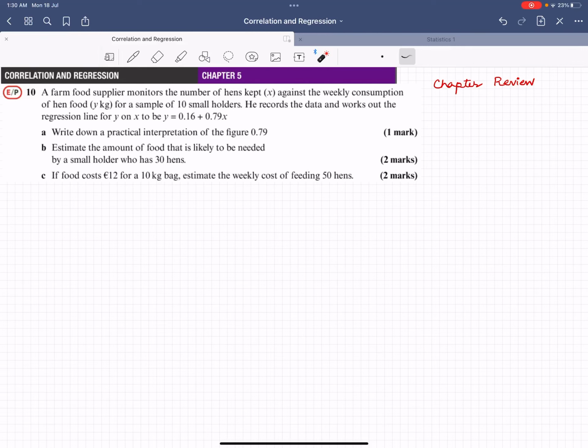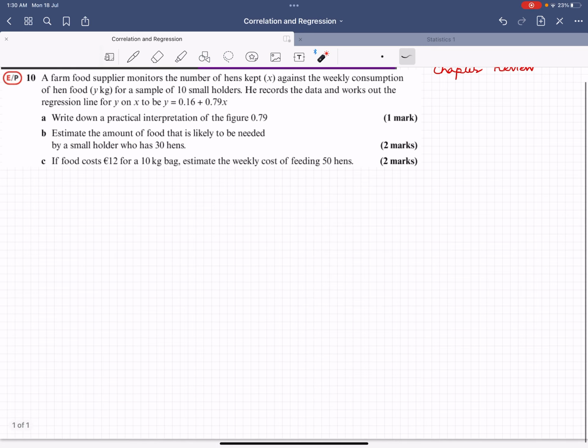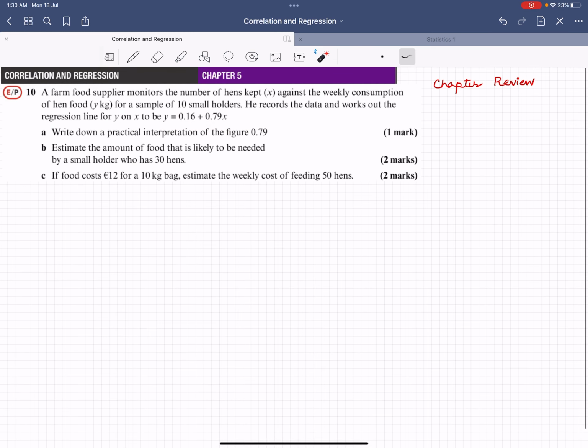Chapter review question number 10. A farm food supplier monitors the number of hens kept X against the weekly consumption of hen food Y kg for a sample of 10 smallholders. He records the data and works out the regression line for Y on X to be Y is equal to 0.16 plus 0.79x. Write down a practical interpretation of the figure 0.79.